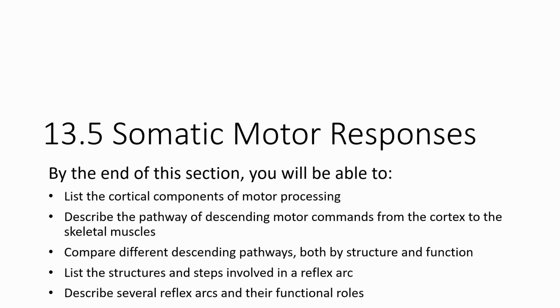Okay, so finishing up chapter 13, we're going to now get into the motor responses for the somatic side. So last video we talked about integration of somatic function, kind of bringing information in and where it was wired to. Now we're going to talk about the output. So we're going to talk about some of the components of motor processing, talk about the pathway for descending motor commands, talk about some of the different descending pathways, both in terms of structure and function, and then we're going to get a peek at some of the reflex arcs and their roles.